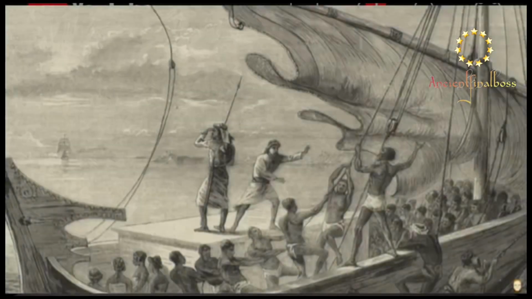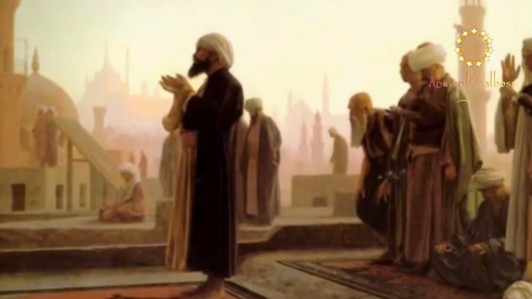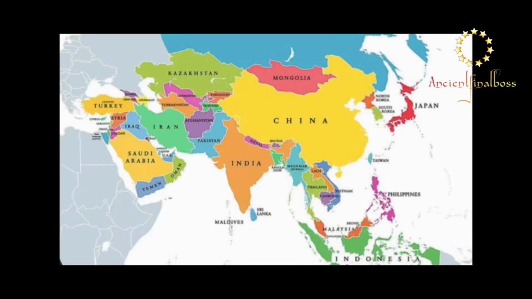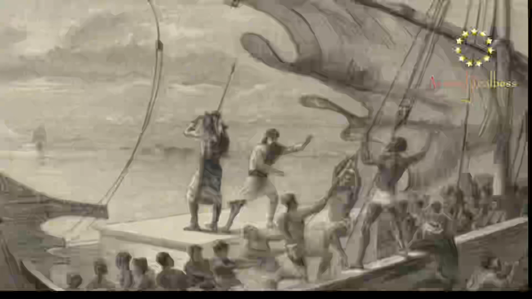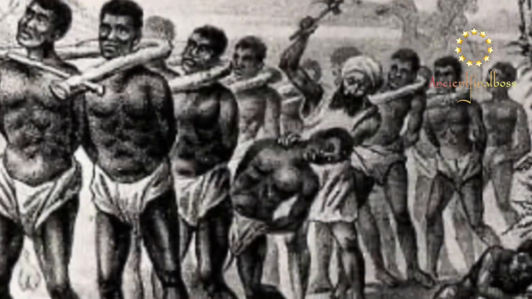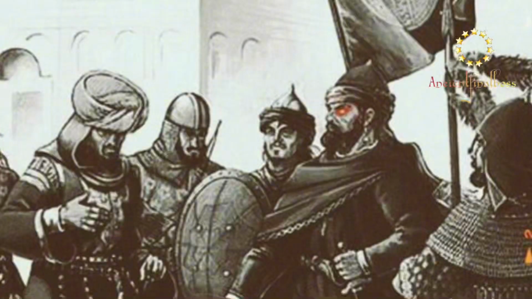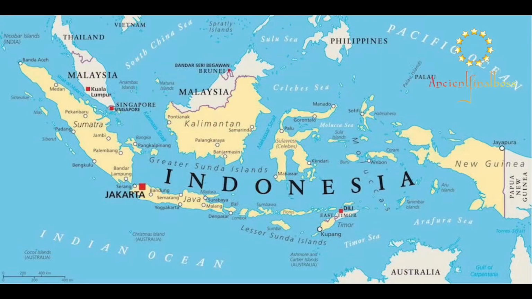Now, entering the horrors that the eastern part of Africa endured: a primary source of enslavement of Africans for the Arab world said that the Africans known as the Zanj were in high demand in general. The slave trade was so big that it was reaching Asia. The first direct evidence of an Indian Ocean slave trade was when large numbers of East African enslaved Africans labored on the plantations of the Abbasid Caliphate in Mesopotamia. Enslaved Africans exported by Arab traders were transported to Southwest Asia, India, Indonesia, and China.